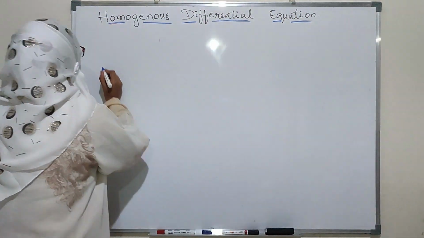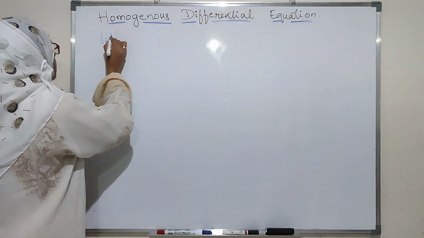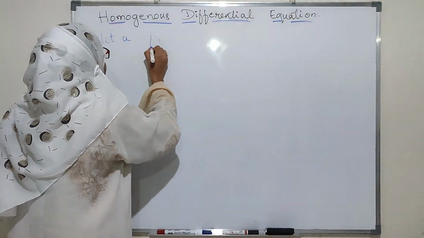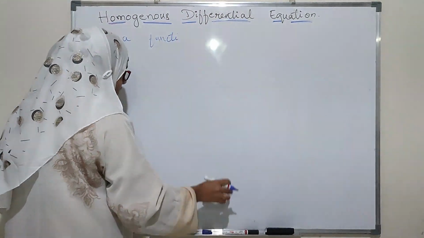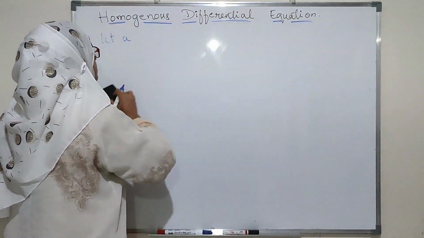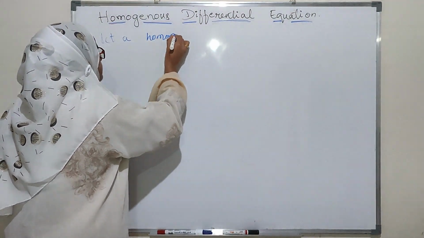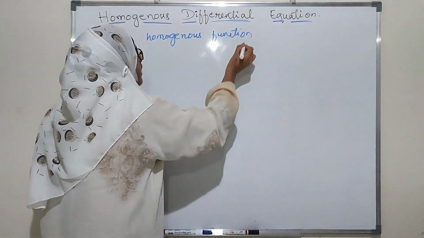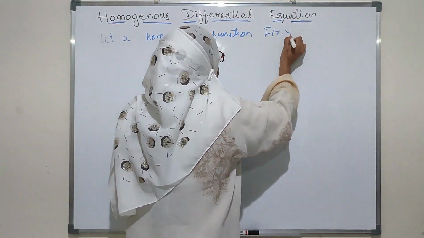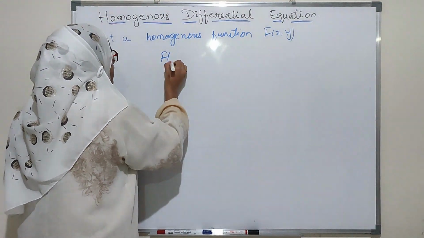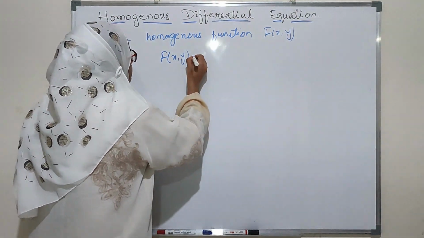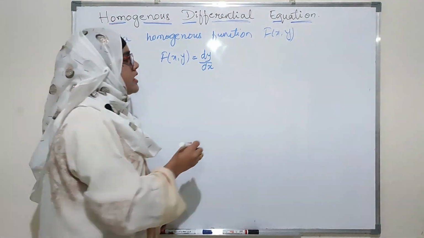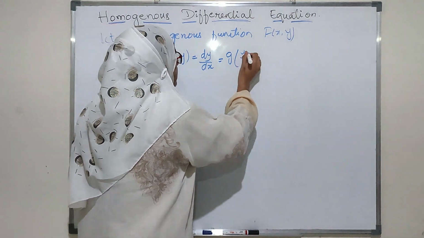Let a homogeneous function f of x comma y be given. We are solving a homogeneous equation. Now consider f of x comma y equal to dy by dx. We are taking this function dy by dx as g of y by x.